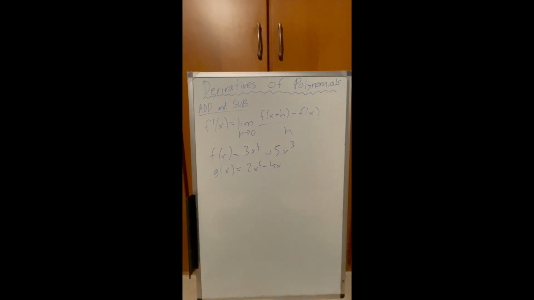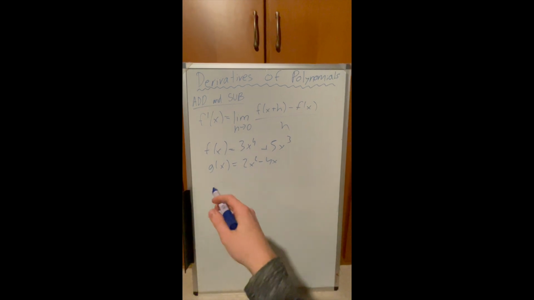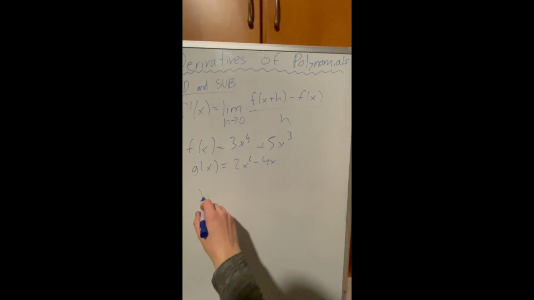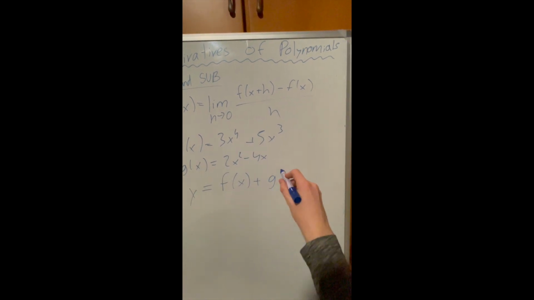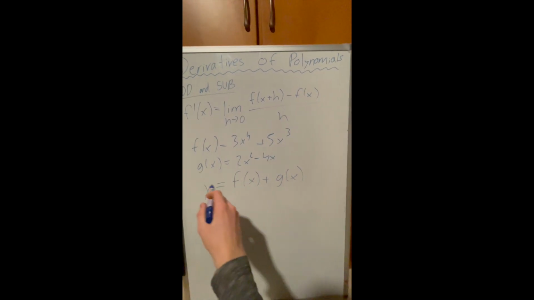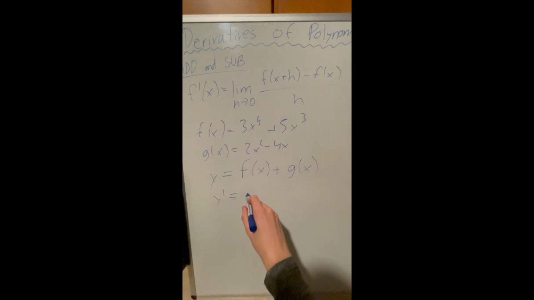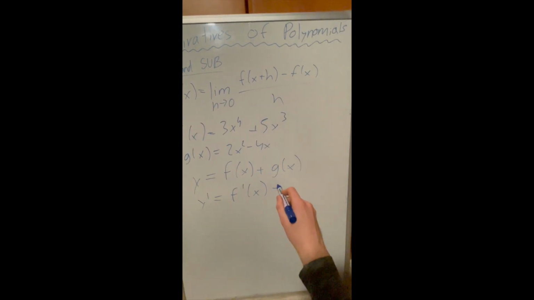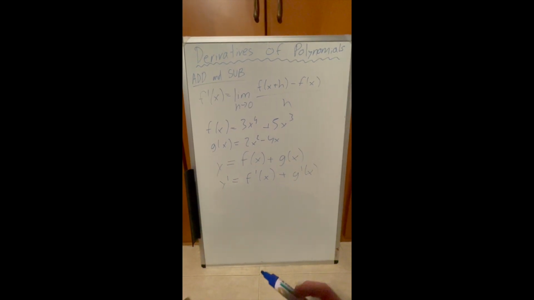So let's just apply the concepts that we learned before, which is when we have something that's adding, if we have a y that is f of x plus g of x, which is what we want to find, then the derivative is simply f prime of x plus g prime of x. So let's just get started right to it.